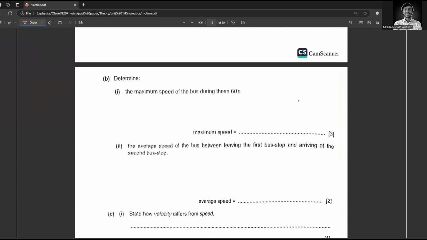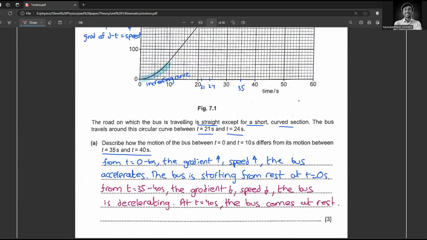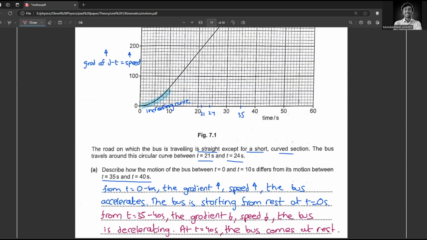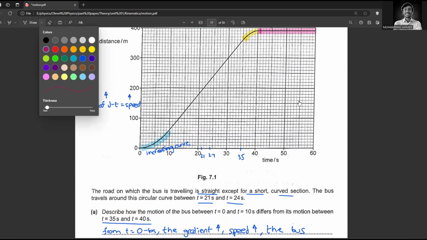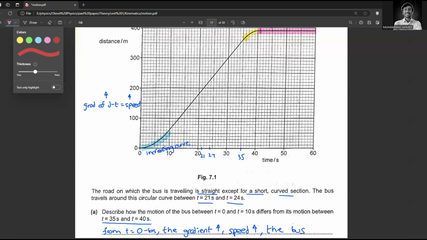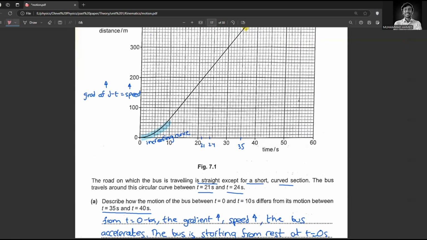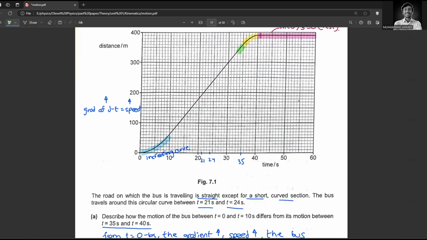Determine the maximum speed of the bus during 60 seconds. Very, very easy. If you can see here, after increasing the speed for 10 seconds, the bus reaches a maximum speed, or you can say a constant speed, represented by this line. Although I think this color is pretty absurd. Let's take a lighter color. We haven't used green, right? So let's use green. So the bus is moving at a constant speed in this region.